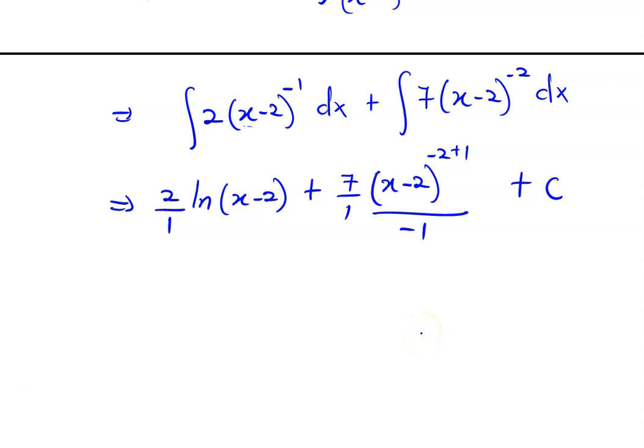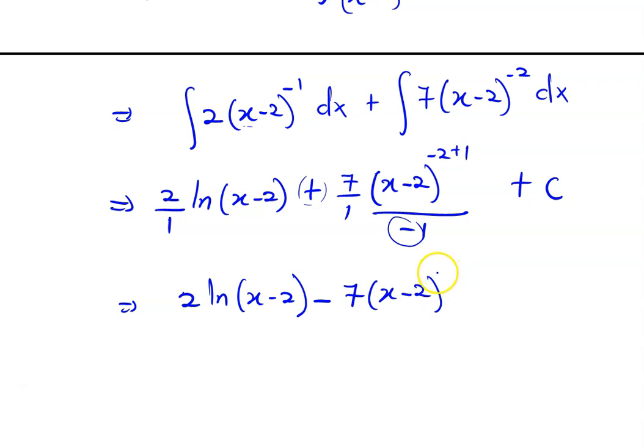So at this point, what do we have? We can simplify what we've written over here. We have 2 ln (x minus 2), right? Plus, or let's say this is a minus here. So it will come and overcome the plus here. So let's move on straight away to say that x minus, right, minus 7 into bracket (x minus 2) exponent minus 1, right, plus c.